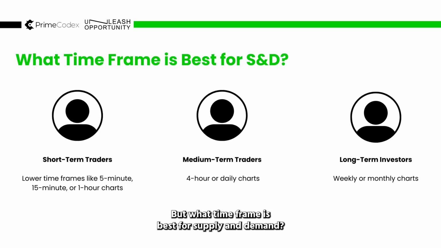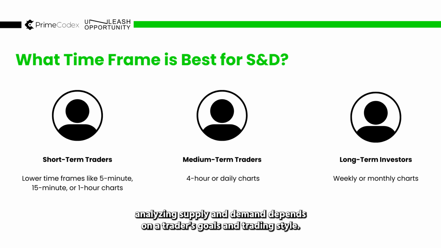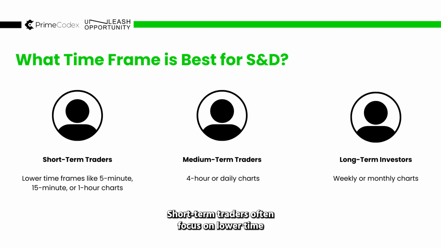But what time frame is best for supply and demand? The choice of time frame for analyzing supply and demand depends on a trader's goals and trading style. Short-term traders often focus on lower time frames like 5-minute, 15-minute, or an hour chart to identify quick intraday opportunities within supply and demand zones.